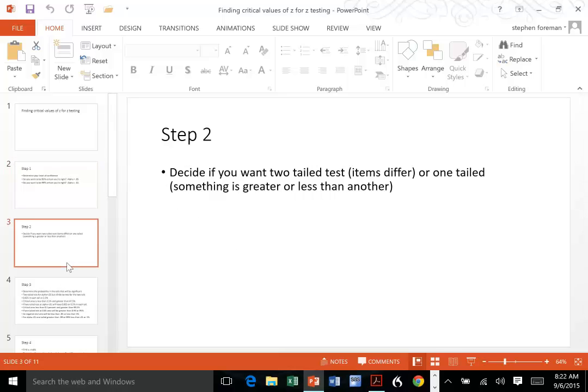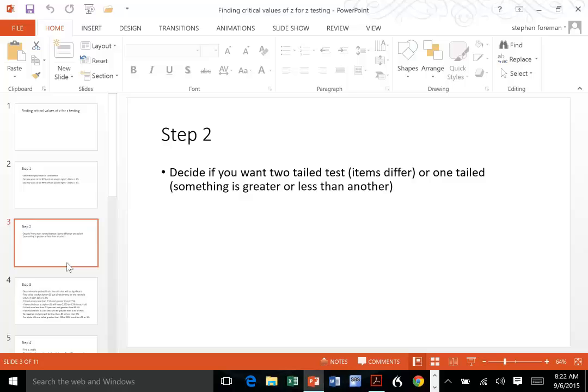In the next step, you need to decide if you want to do a two-tailed test, in which case you're testing whether two items differ, or a one-tailed test, and in that test you would look at whether something is greater or less than another.